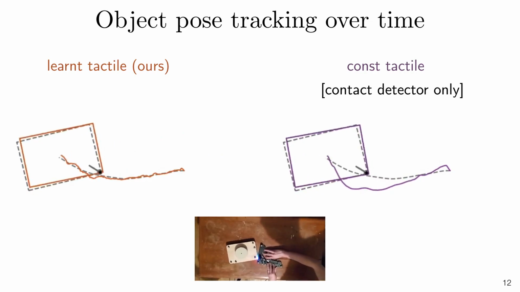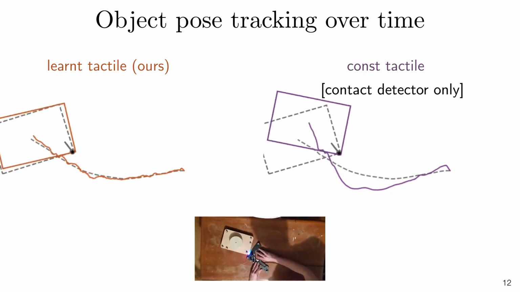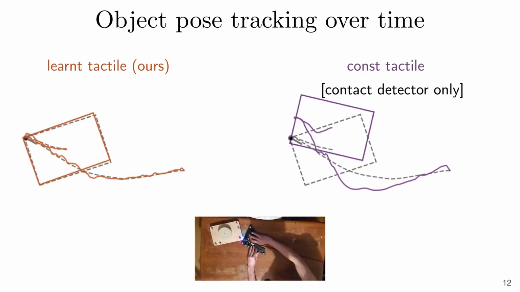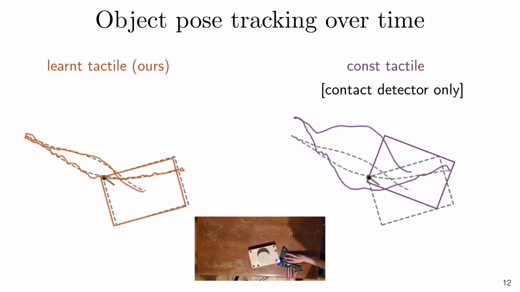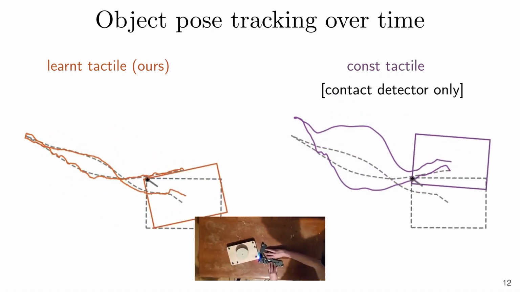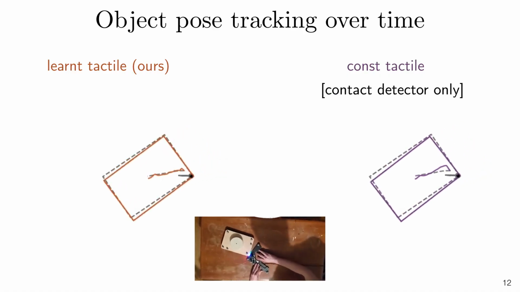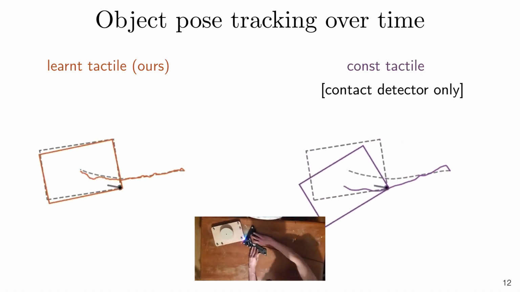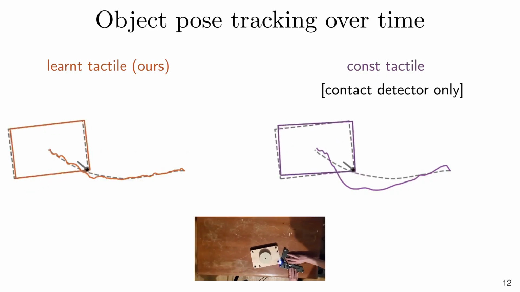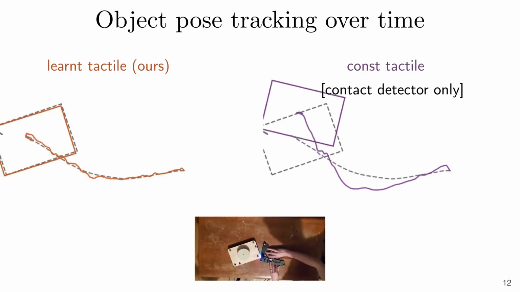On the left, we have the learned relative tactile factors, and on the right, we have results using only a contact detector, which is the information one gets from a binary contact sensor. For this trajectory, the contact detector only estimates on the right drift enough so that it localizes about a completely wrong contact point once we make and break contact.